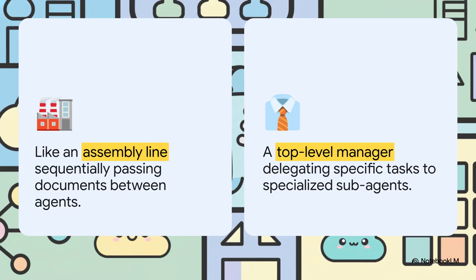The first is the sequential pattern. Think of this exactly like a classic assembly line. One agent extracts text from a scanned document, it passes it to a second agent who summarizes it, a third extracts the action items, and a fourth saves it all to a database. It's clean, it's linear, it just works.